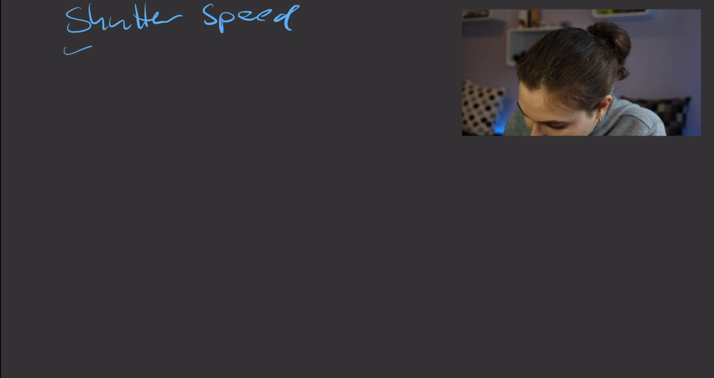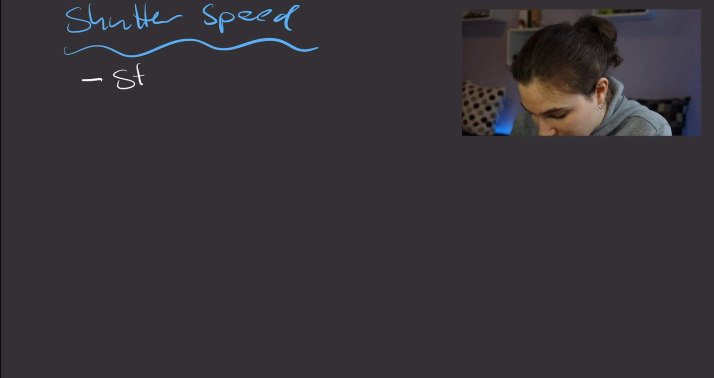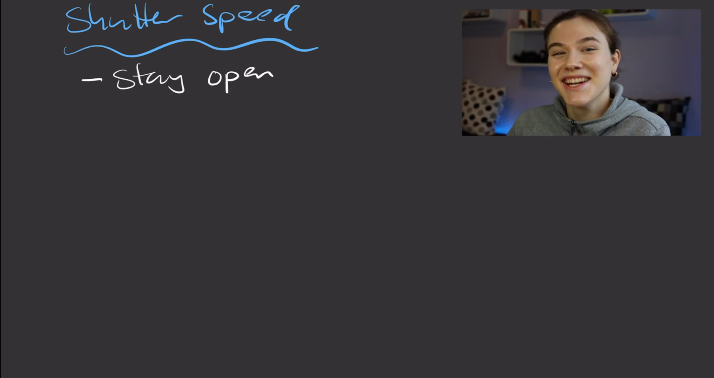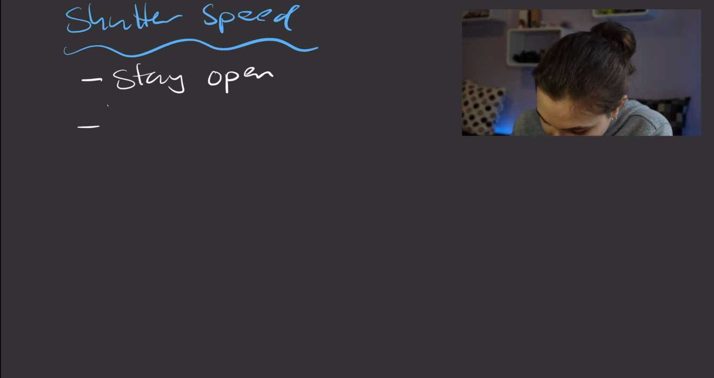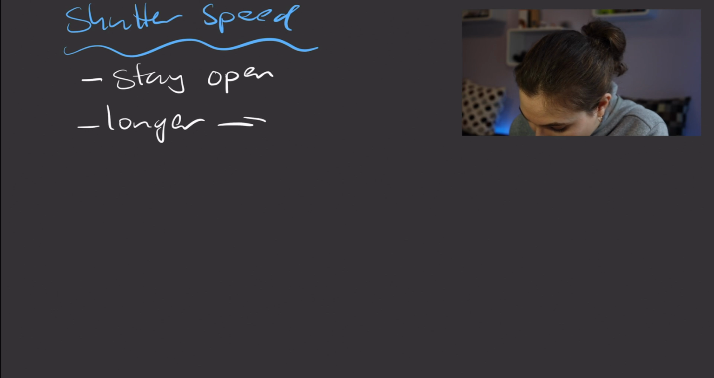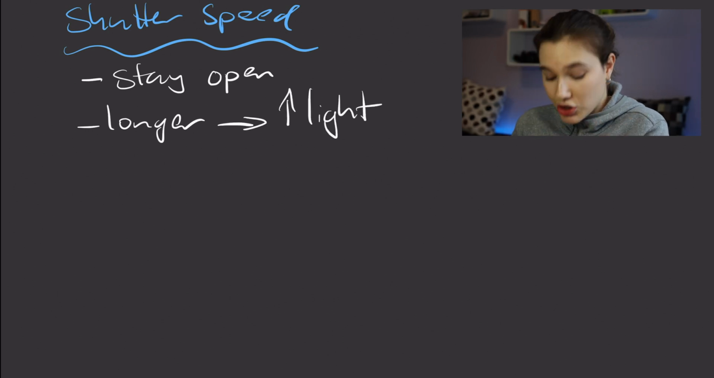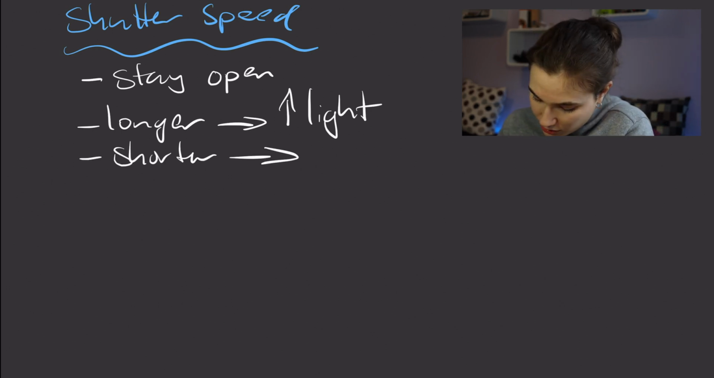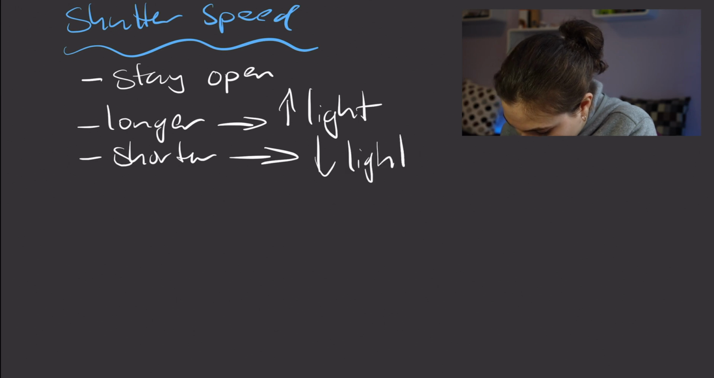Now let's move on to shutter speed. So what actually is shutter speed? Shutter speed is basically how long your shutter stays open. So it's how long your shutter stays open, and naturally, the longer your shutter stays open, the more light you're going to get in. And on the contrary, the shorter your shutter stays open, the less light is going to get in.